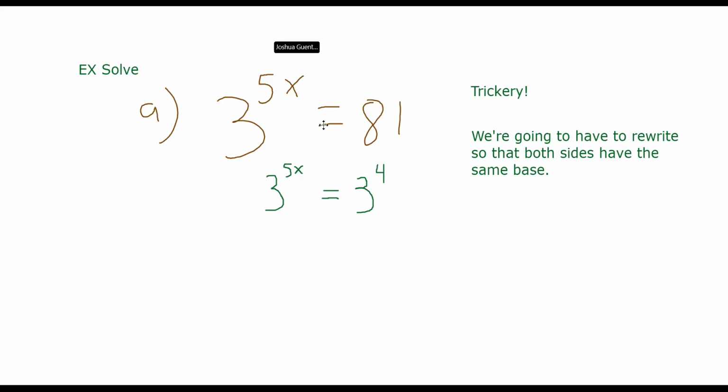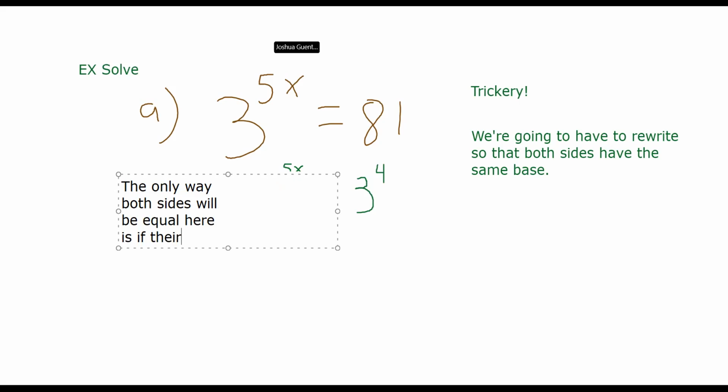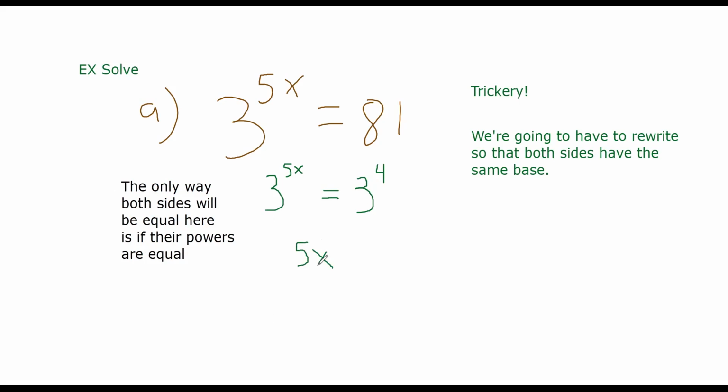Now that you do that, look at this. The only way both sides will be equal here is if their powers are equal. Look, on the left-hand side, I'm taking 3 and I'm raising it to something. On the right-hand side, I'm taking 3 and raising it to something. The only way this will happen is if their powers are equal, is if 5x just equals 4. That's the only way.